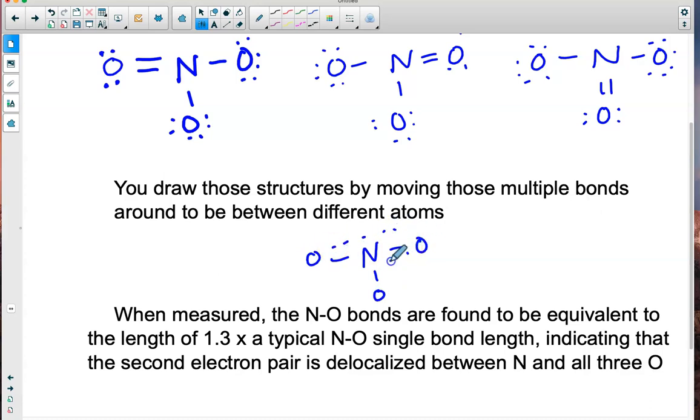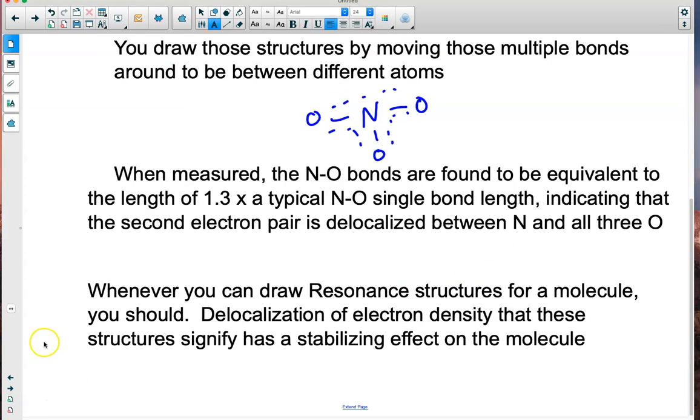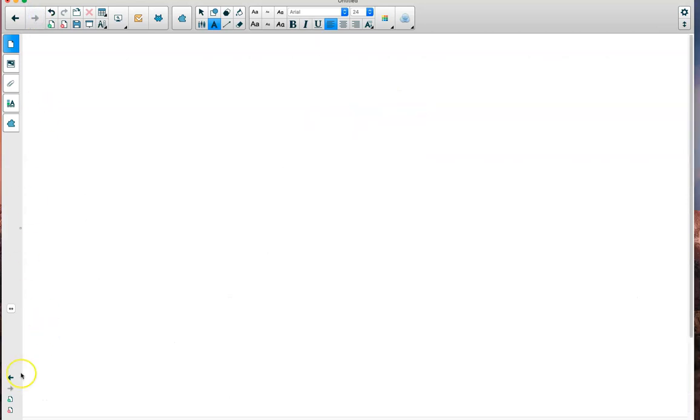We draw the dots to indicate electron density being shared between all three bonds. Lastly, whenever you can draw resonance structures for a molecule, you should, and the delocalization of the electron density that these structures signify has a stabilizing effect on the molecule. So let's do one more example.